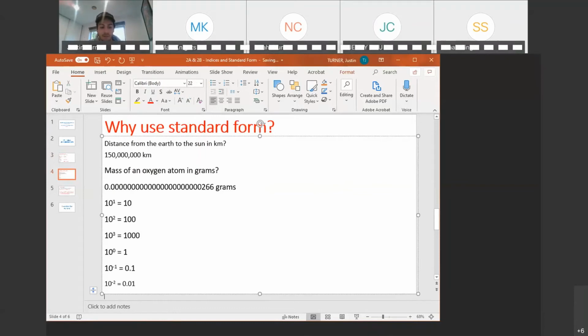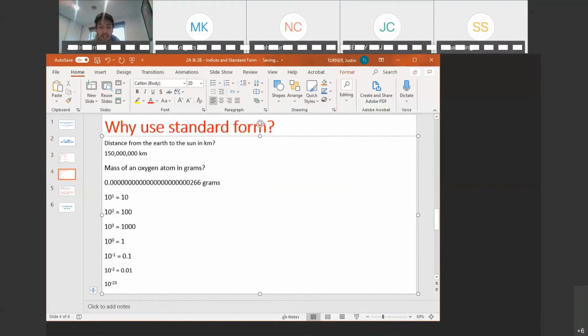So if I skipped a few steps and said 10 to the power of -23, what I'm going to have is 22 zeros. I'm not going to count them out. Let's pretend that's 22 zeros. We're going to have 22 zeros there. So if I wanted to write this number in standard form, I'll just get rid of these.